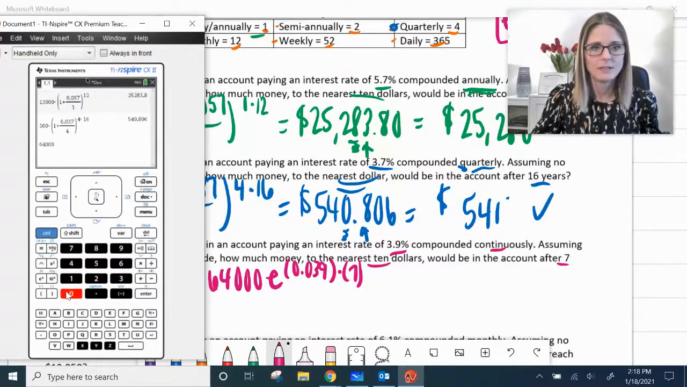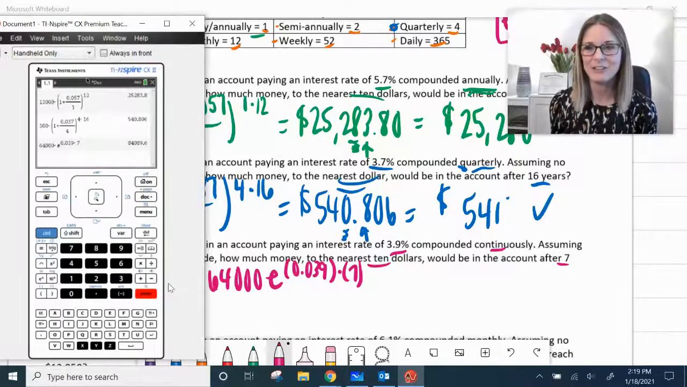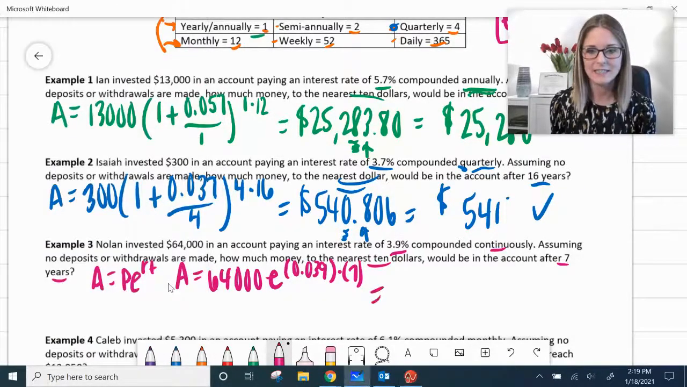64,000. Don't forget any zeros there. E. See my E to the X button by the ln and log and all that good stuff? Hit that. It's going to open up an exponent for us. Thank you, Mr. Calculator. 0.039 times 7, and enter. $84,089.60. What did I say?